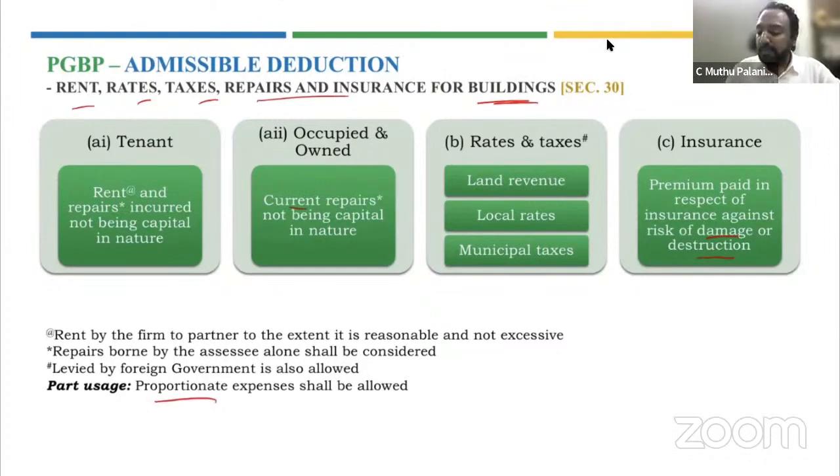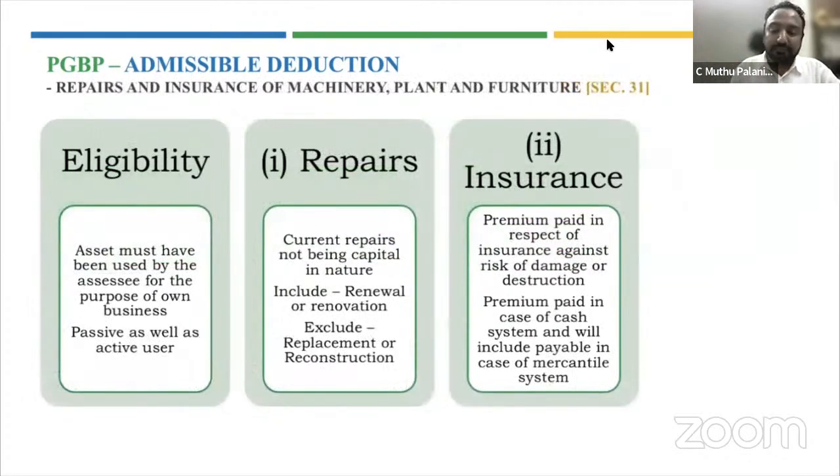After having a space, what will I do? I will buy assets. I will buy laptops, machineries, furnitures to build up my office. So that is the next expenditure. Anything for machinery, plant and furniture is covered as the next expenditure. That is section 31.